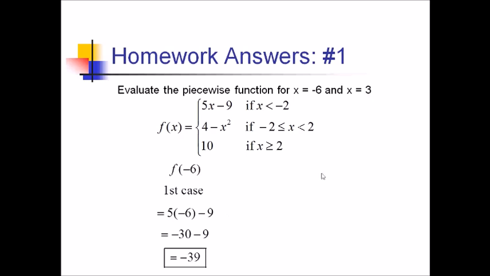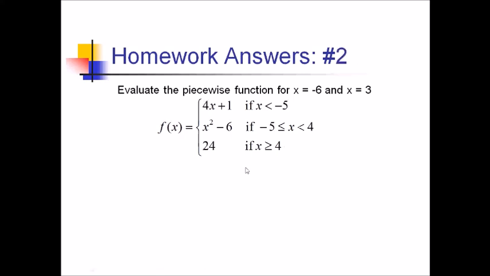Now doing f of 3, 3 falls in this last interval, so we need the third rule, and this function just gives back a constant value of 10, so that's our final answer for that one. For number 2, we're evaluating this piecewise function for -6 and 3. -6 on this one falls in the first interval, so we need to use the first rule for this. So 4 times -6 plus 1, that's -24 plus 1, so -23.